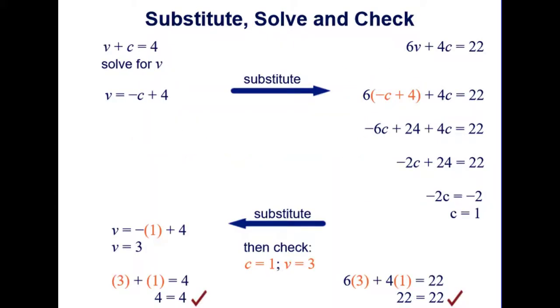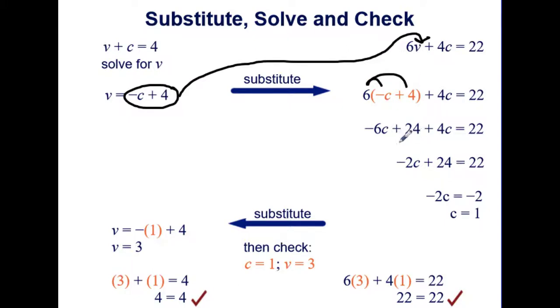So solving the system by substitution, we're going to take the first equation and solve for V by subtracting the C. So V would equal -C plus 4. We're taking that and substituting it into the other equation for V to make it not 6V, but 6 times the quantity -C plus 4. We'll distribute the 6. We'll combine our like terms, subtract 24, and divide by -2 to get that C equals 1.